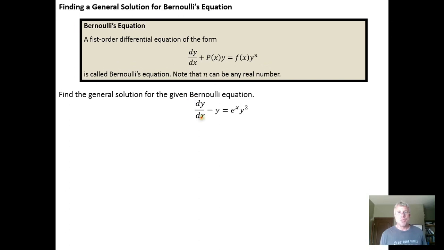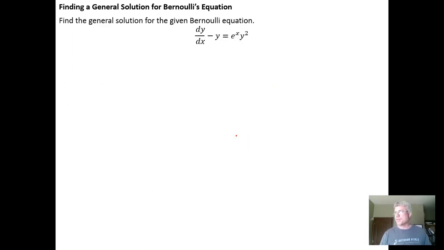So in this case, we have dy/dx. We have the opposite of y, or minus y, so this would be a case where p of x is equal to -1. So -1 times y, and then e to the x times y squared, so we have q of x equals e to the x. So it does have the form of a Bernoulli differential equation, and we're going to go ahead and solve it using the technique for Bernoulli equations.